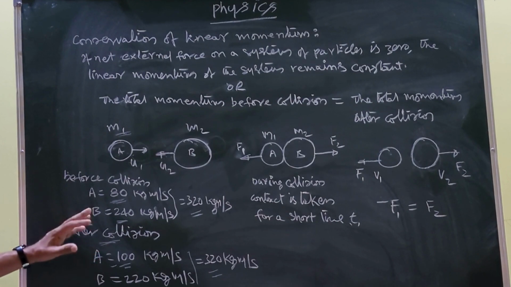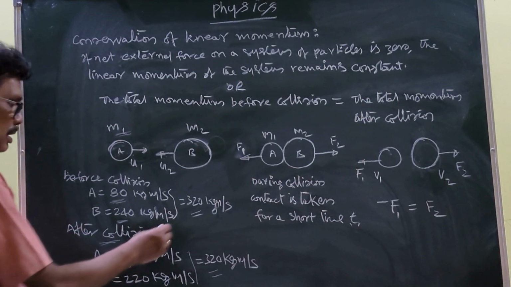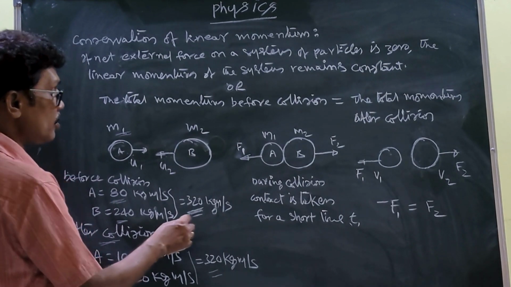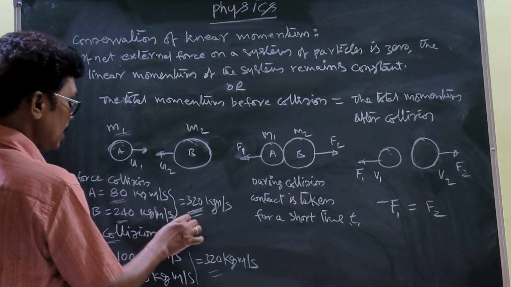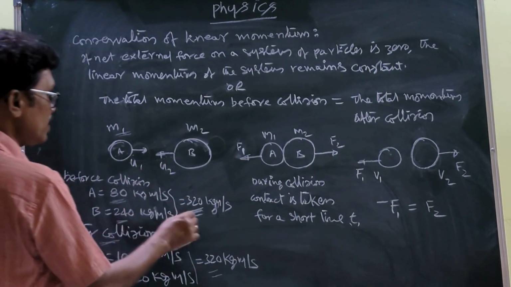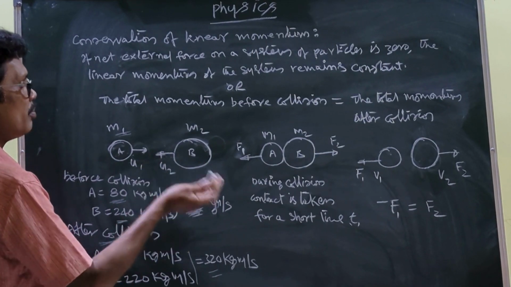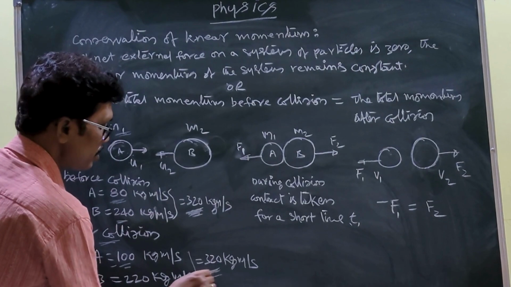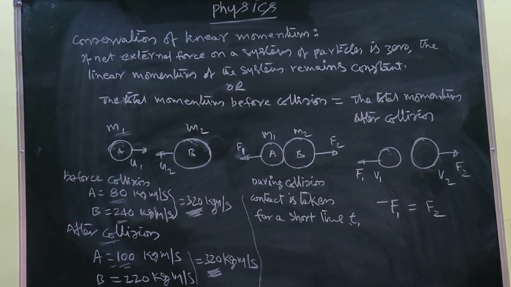B to A. So that equation is balanced, the momentum is balanced, and that's why the momentum is conserved. It does not go anywhere. It is there. Before collision the momentum is equal to 320. After collision, momentum may be exchanged from one body to another body, but it remains constant. It remains the same. That is the meaning of this statement.